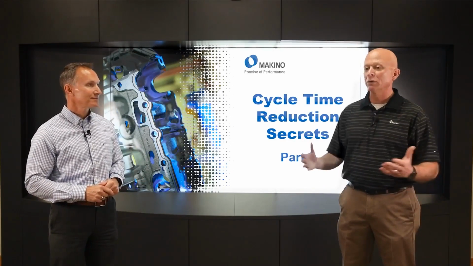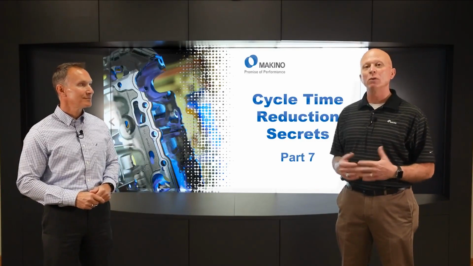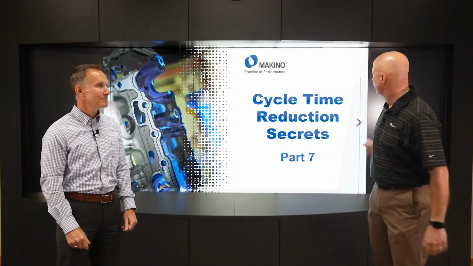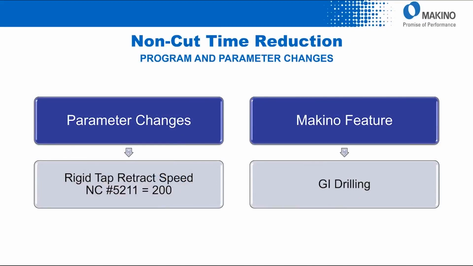Yeah, again, talking about reducing your machining cycle time and focusing on non-cut time. Today we're going to talk specifically about a parameter change, and yes, there's a parameter for that. You always hear that phrase. We're going to talk about a parameter change in reference to rigid tapping, and we're also going to talk about a Makino feature, and this Makino feature is called GI, or Geometric Intelligence Drilling.